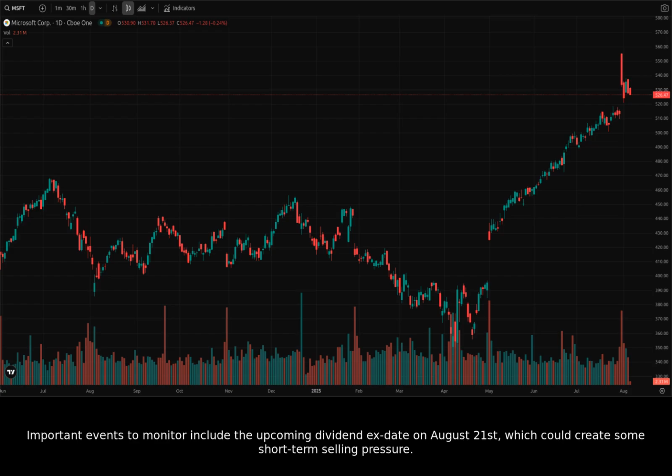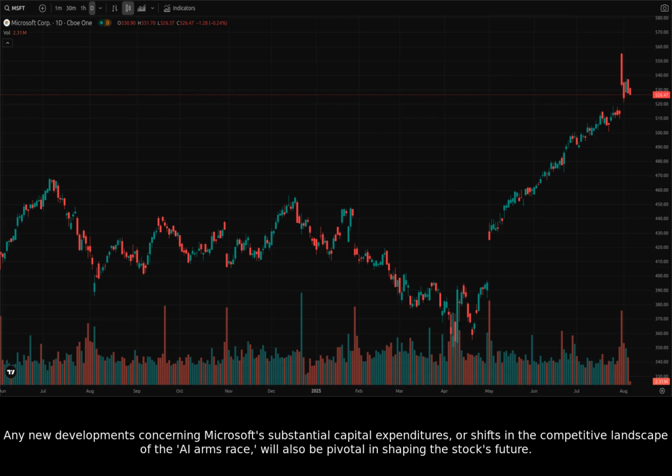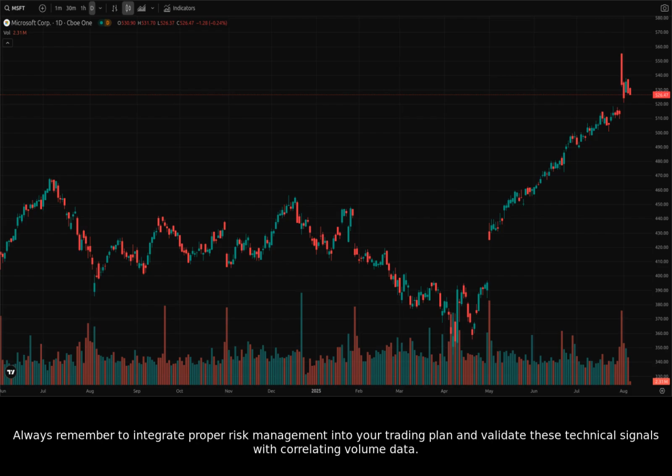Important events to monitor include the upcoming dividend ex-date on August 21st, which could create some short-term selling pressure. Any new developments concerning Microsoft's substantial capital expenditures or shifts in the competitive landscape of the AI arms race will also be pivotal in shaping the stock's future. Always remember to integrate proper risk management into your trading plan and validate these technical signals with correlating volume data.